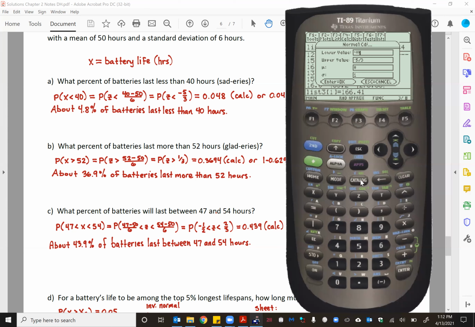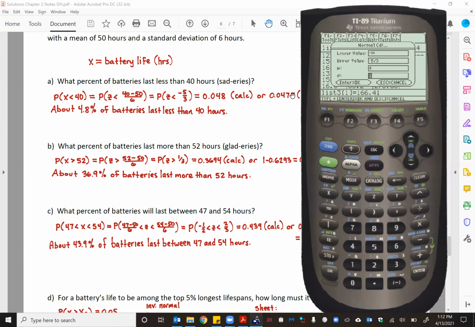If we are dealing with normal distributions in terms of z-scores, and this is the nice part here, mean and standard deviation are always going to be 0 and 1 respectively. That will never change as long as your bounds up here are in terms of z-scores. So upon hitting enter, I should see approximately the same answer as we had using a formula sheet. Let's hit enter and see what happens.